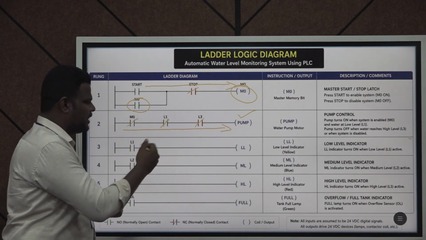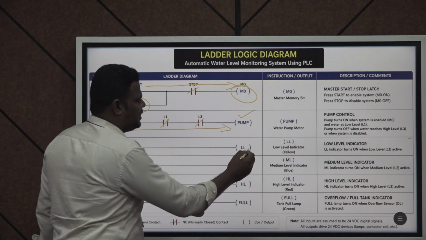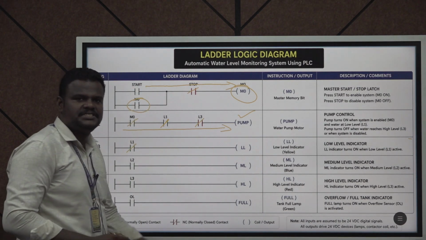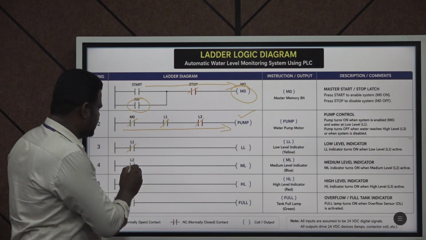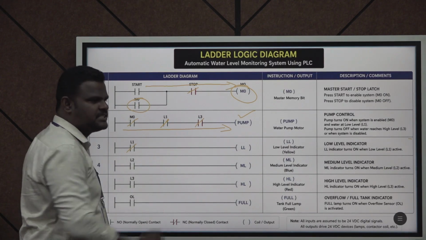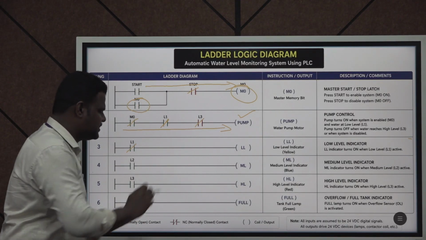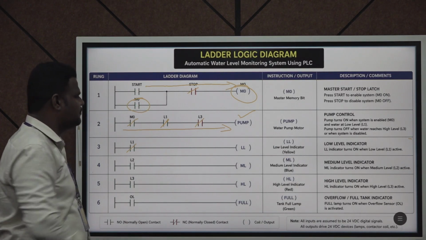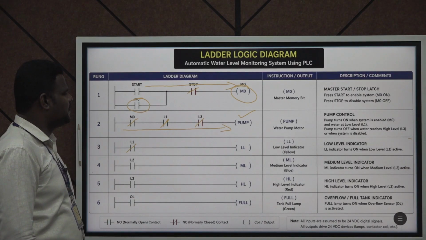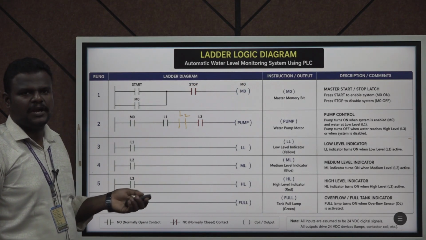Then if L1 is detected, it indicates low level. It activates the low level output. Then if the L2 sensor is detected, it activates medium level. If L3 is detected, it activates high level. If the overflow sensor is detected, it activates full level. Okay, so this is a simple application.